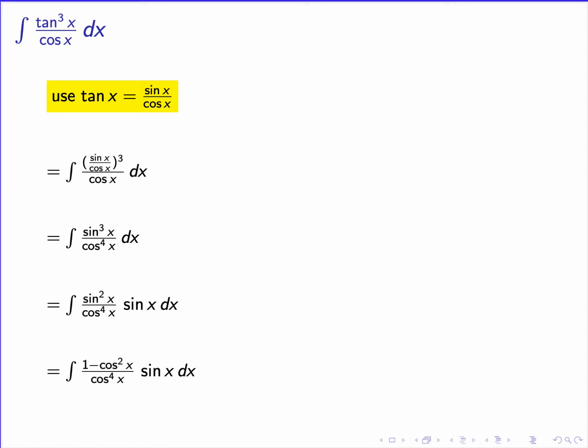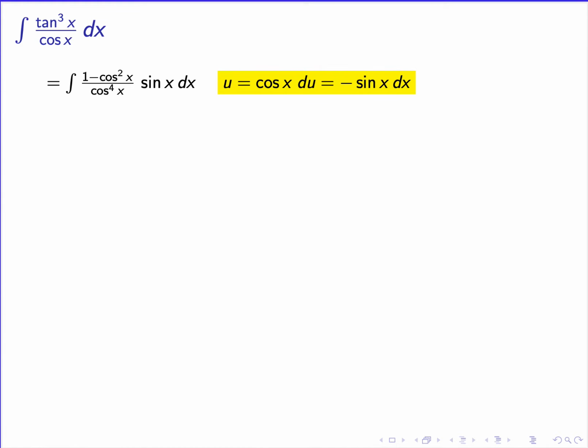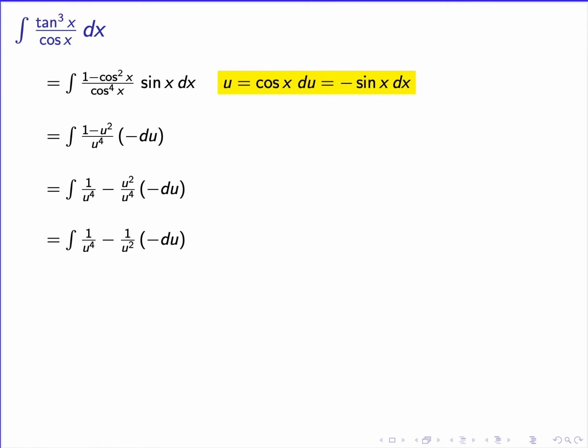We'll replace that sine squared on top with 1 minus cosine squared. Let u equal cosine. And then u substitution will finish this off. Notice in the end there we've got 1 over u, and when we replace the u with cosine, 1 over cosine gives us secant.